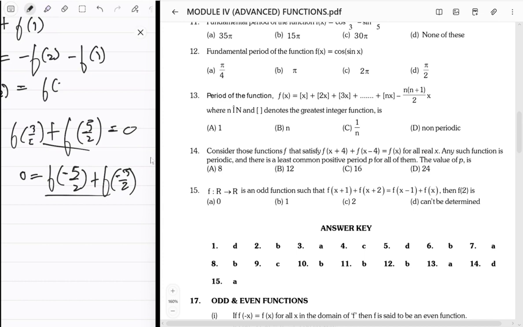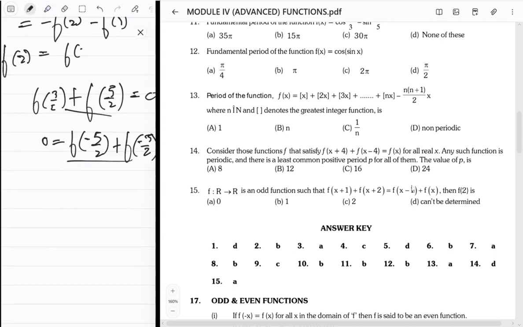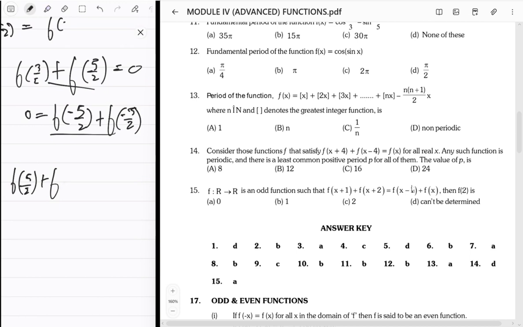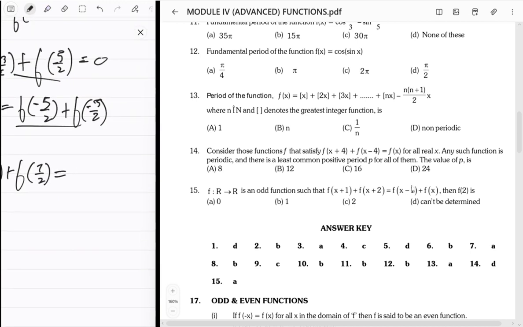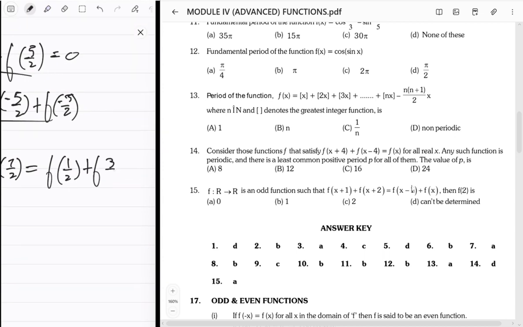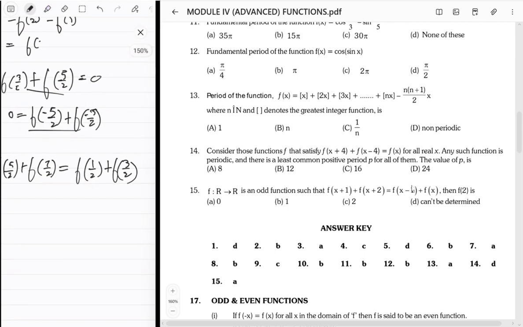Let's put x is equal to 3 upon 2. What would that do? So you got 3 upon 2 over here, and then 3 upon 2 minus 1. Let's try that out. So f of 5 upon 2 plus f of 3 upon 2 plus 2 is like 7 upon 2, is equal to f of 1 upon 2 and then plus f of 3 upon 2. But remember, f of 5 upon 2 and f of 3 upon 2 added is 0. So, okay, that didn't work out at all.